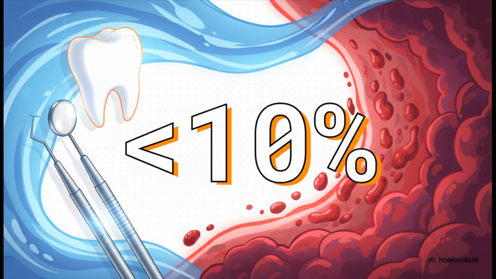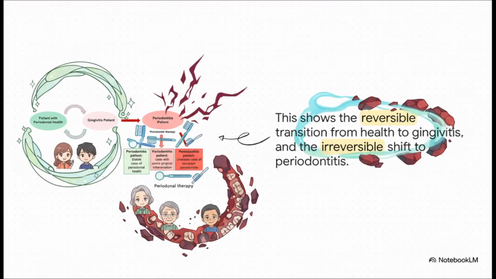Okay, so how do we measure this? It comes down to a number, a really important number: less than 10%. That's the magic number. If your patient has fewer than 10% of sites with bleeding on probing, or BOP, you can call that clinical health. But the moment they hit 10% or more, they've crossed the line into gingivitis. It's a nice, simple, objective way to look at it.